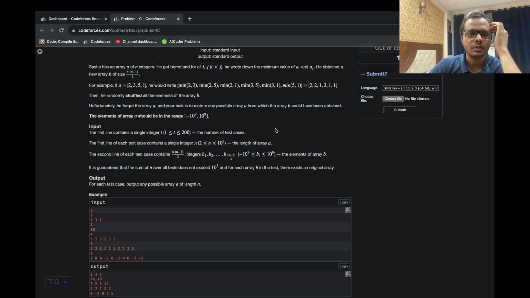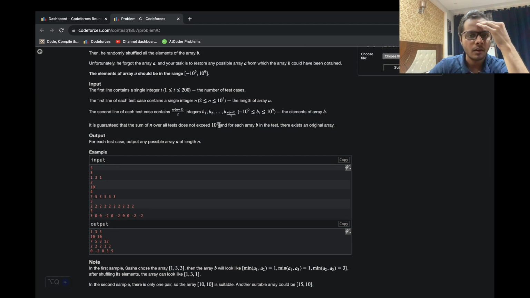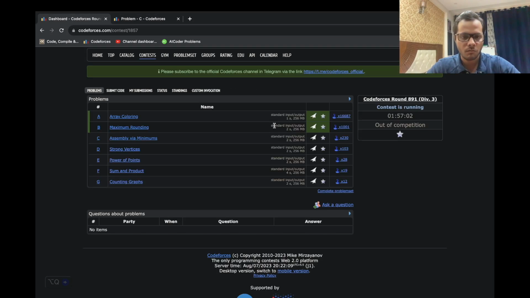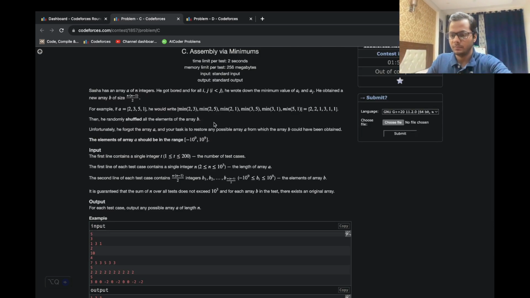Makes sense. The elements of the array should be in the range -1e9 to 1e9. This sounds interesting. This is probably a better problem than problem B, I would say. Okay, so let's think about this one.